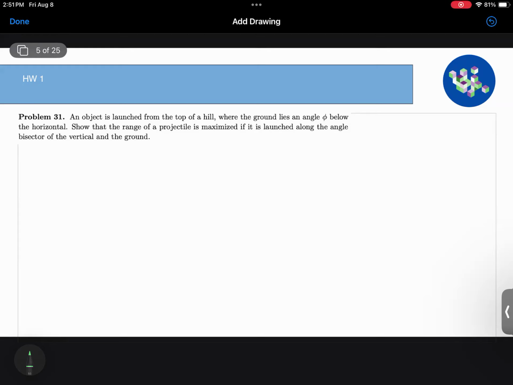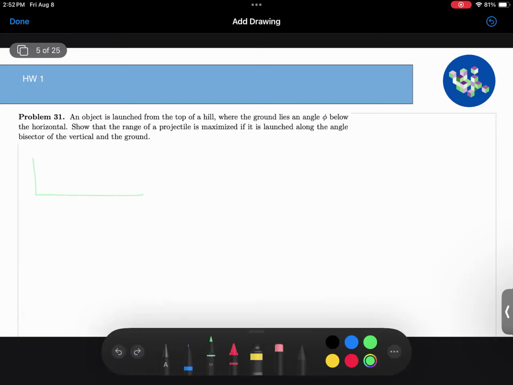An object is launched from the top of a hill where the ground lies at an angle phi below the horizontal. Show that the range of a projectile is maximized if it is launched along the angle bisector of the vertical and the ground. I'll go over the general idea of how to solve this. Let's draw a picture first. My hill looks something like a ramp, because the hill is just sloped at a constant angle with the horizontal.